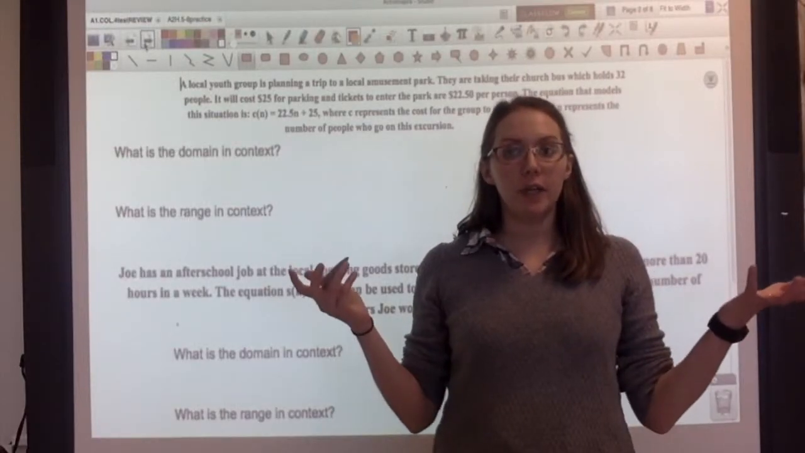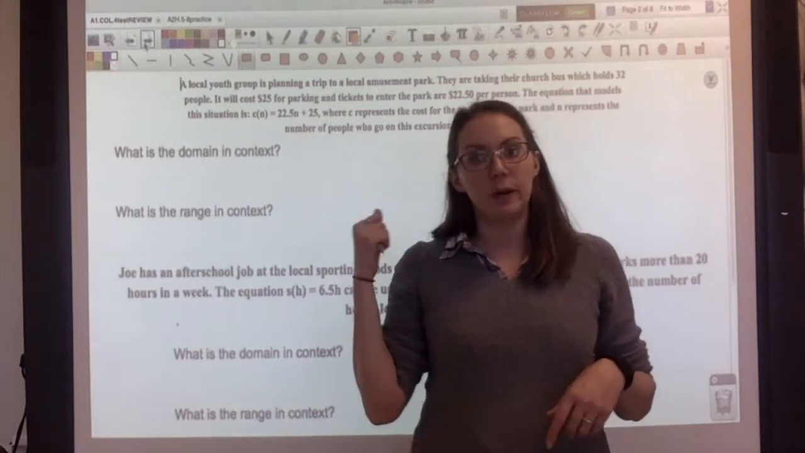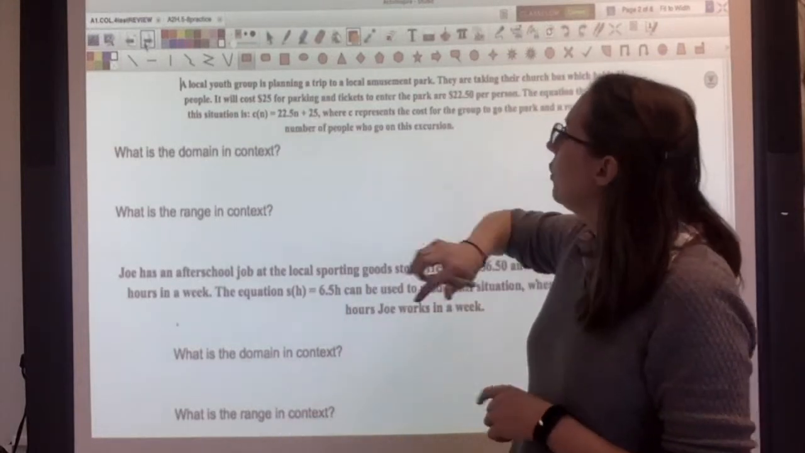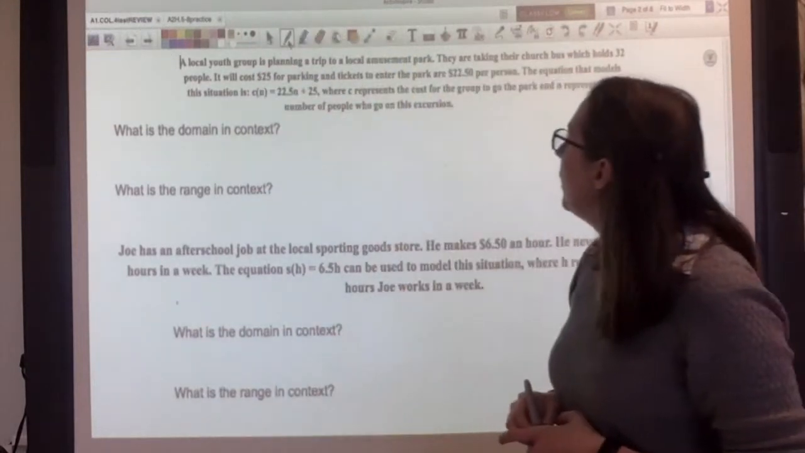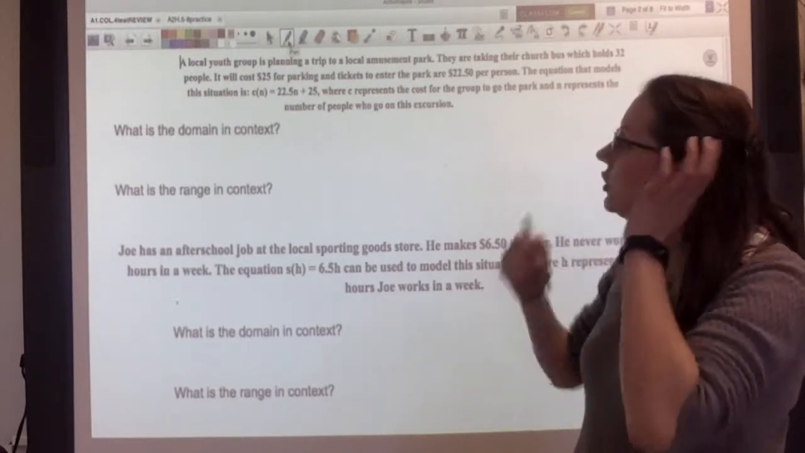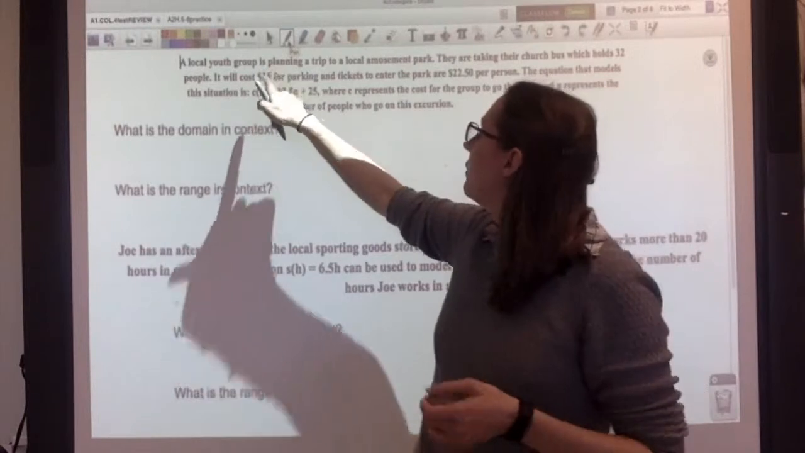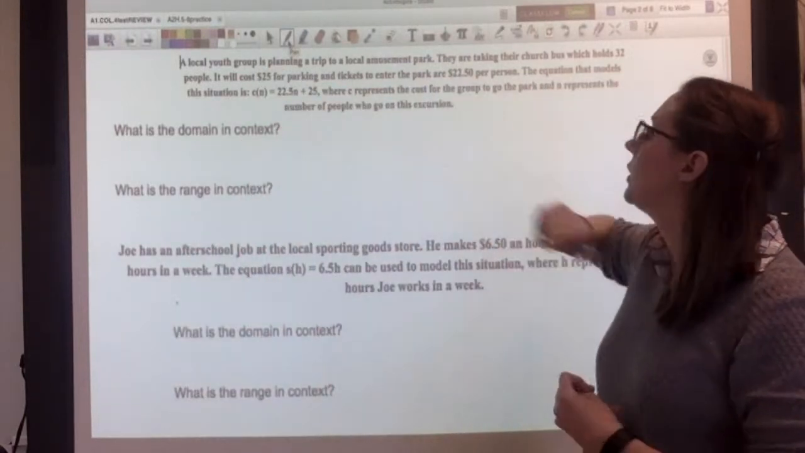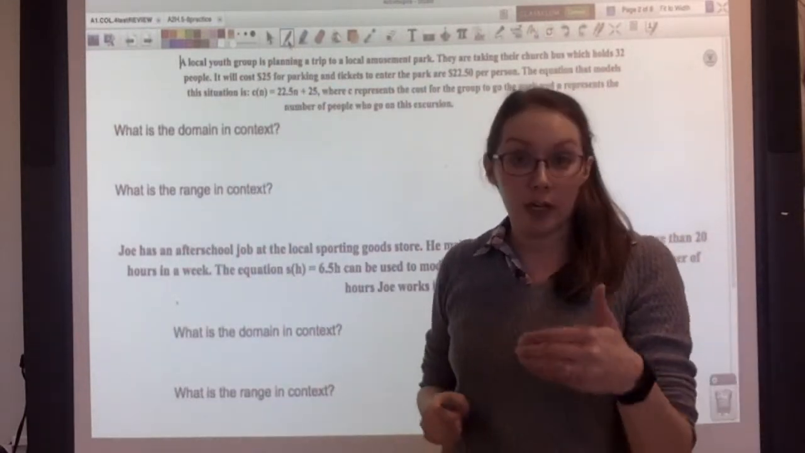All right, so let's take a look at that sit and begin with 3 problems on it. We'll start with the first one. A local youth group is planning a trip to an amusement park. They're going to take their church bus, which can hold 32 people, and it's going to cost $25 for parking and $22.50 per person. I know you folks could write an equation.